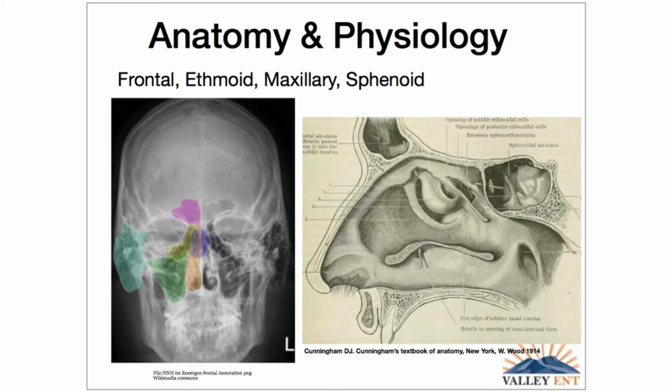We have 4 paired sinuses, paranasal sinuses. We have the 2 frontal sinuses, the ethmoid sinus cavities between the eyes here. We have the maxillary sinuses, which are in the cheek area. And then we have the sphenoid sinuses, which are very near the geometric center of the skull. And all those sinuses drain through small ostia into the nose.